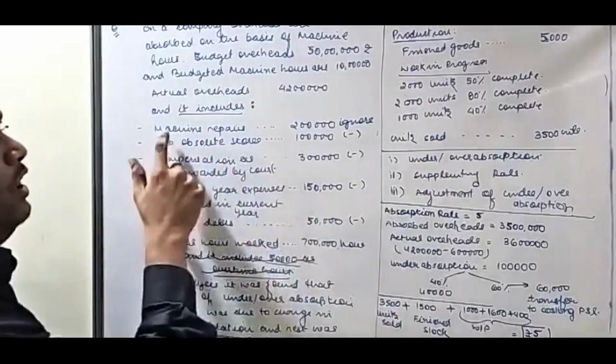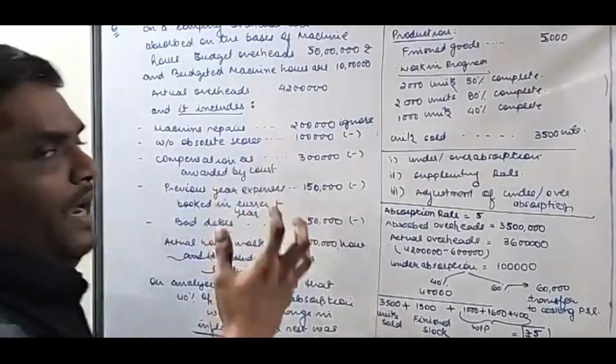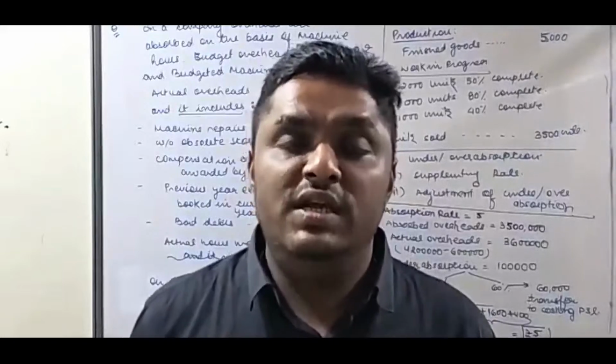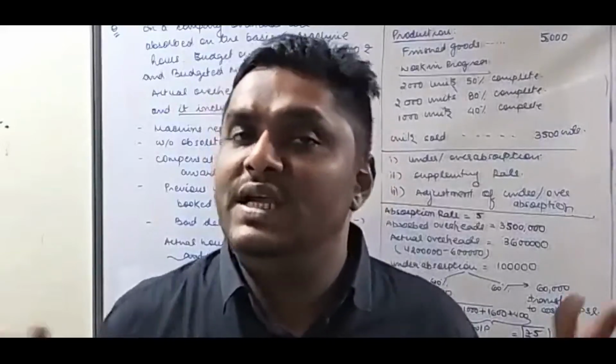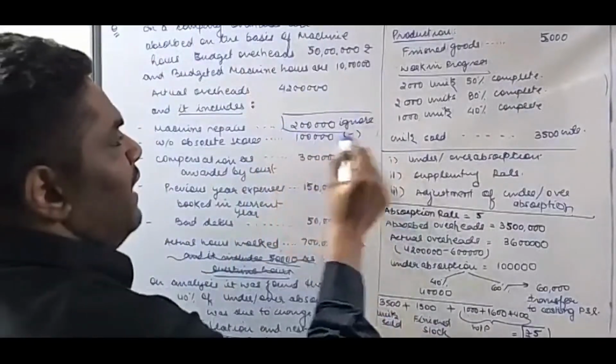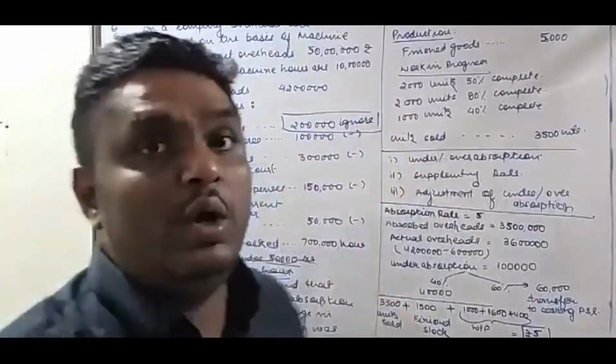2 lakh is what my machine repairs, and it is our indirect expense, and it will form part of overhead. So the thing is that you have to ignore this 2 lakh. This point is just to confuse you guys.